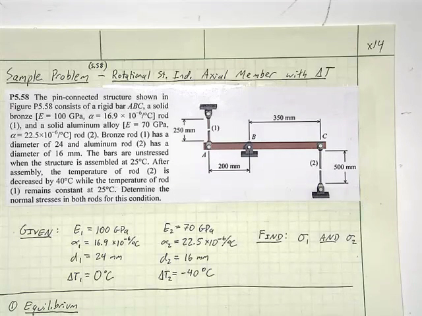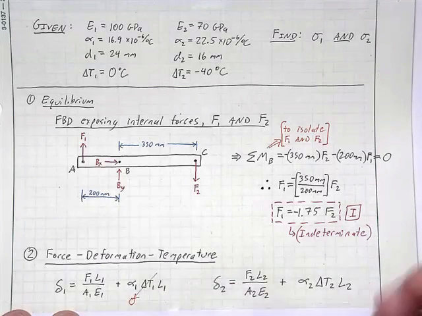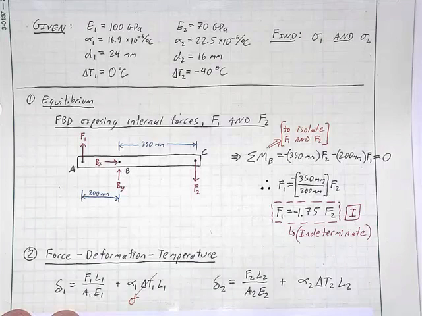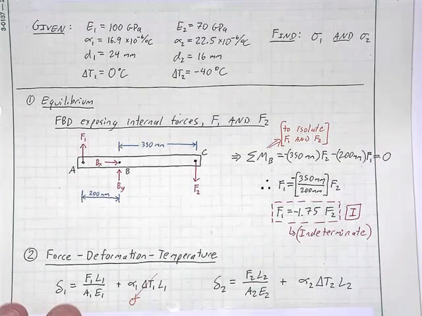Okay, so again, we'll start with our first tool, applying equilibrium, exposing the internal forces. The free body diagram also exposes the reactions at B, but when we sum the moments about B, we're just going to isolate the 2.